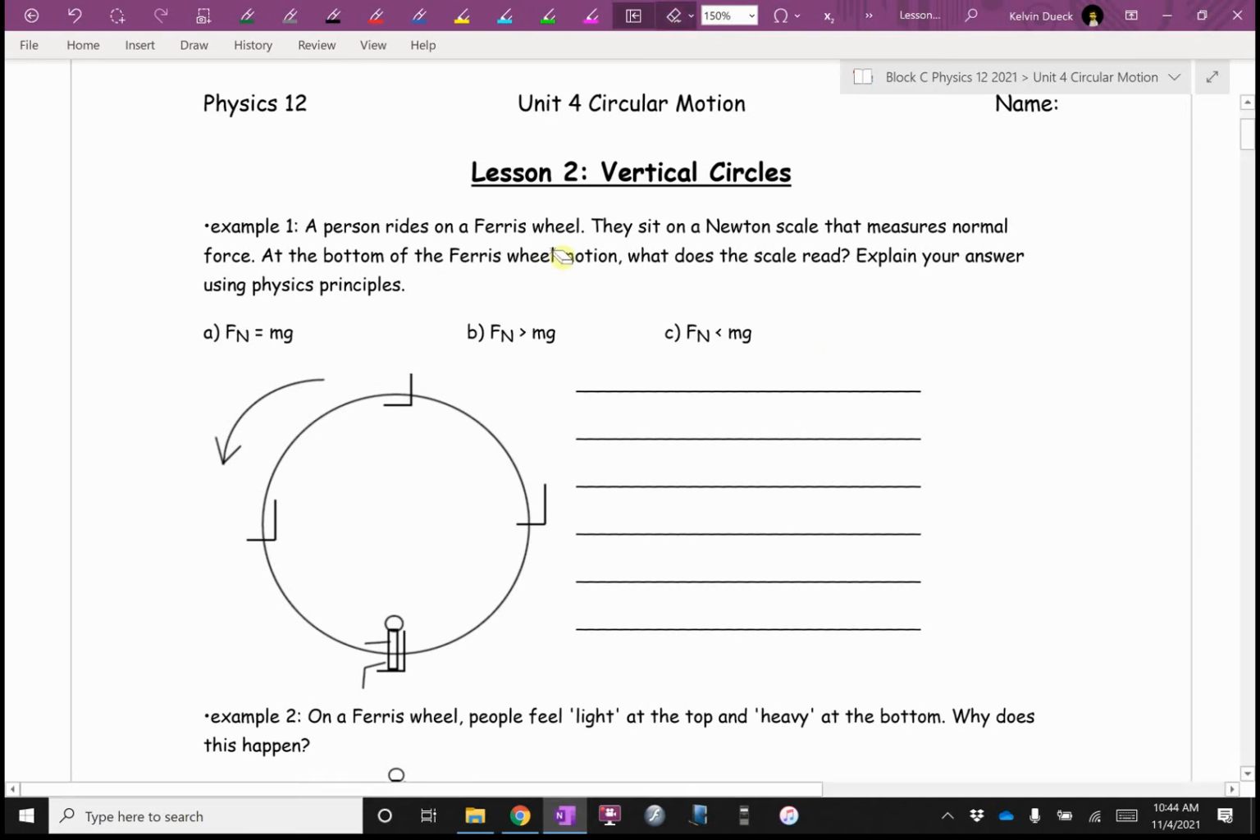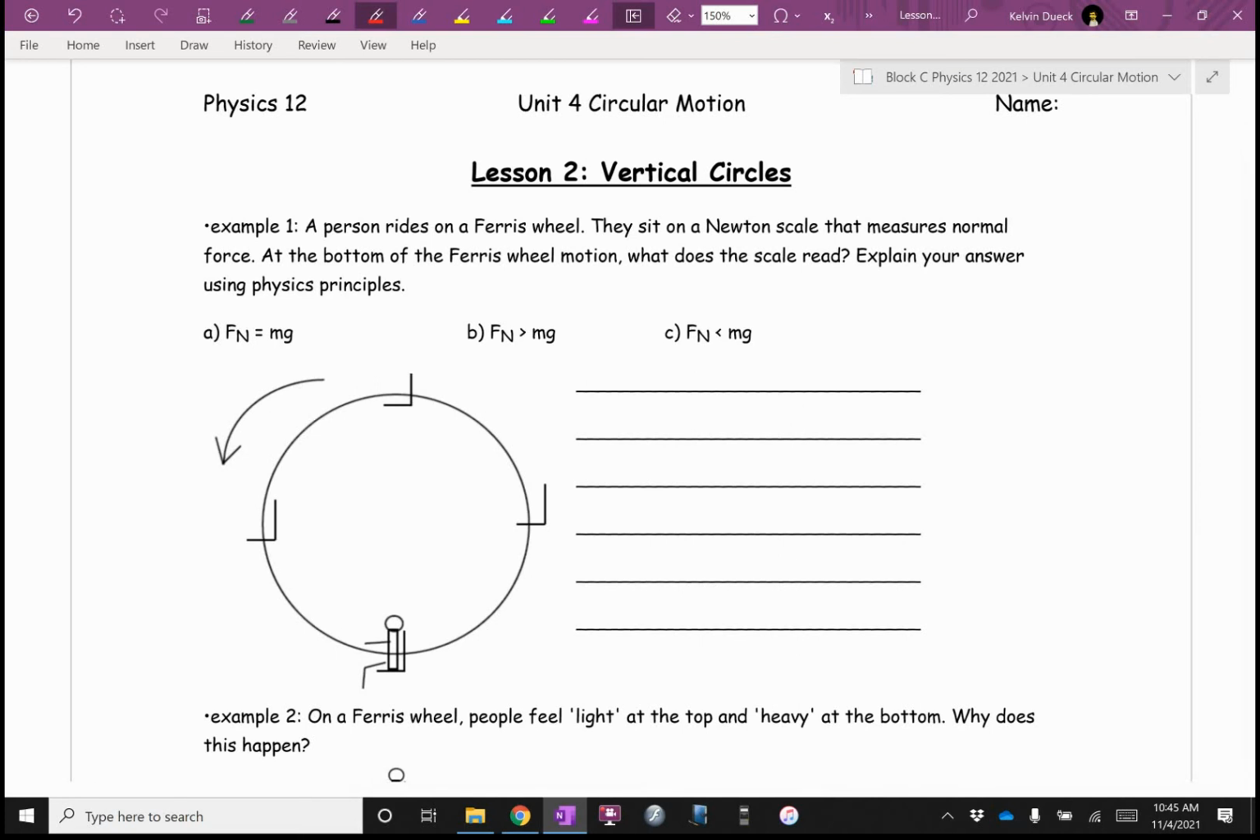A person rides on a Ferris wheel. They sit on a Newton scale that measures normal force. Well, of course, scales measure normal force. At the bottom of the Ferris wheel, what does the scale read? Does the scale read mg? Does the scale read more than mg? Or does the scale read less than mg? You know what? We're going to vote. Again, how high you hold your hand up is how sure you are of the answer.